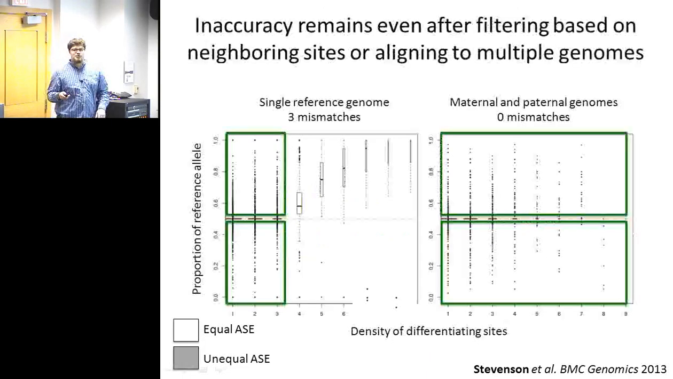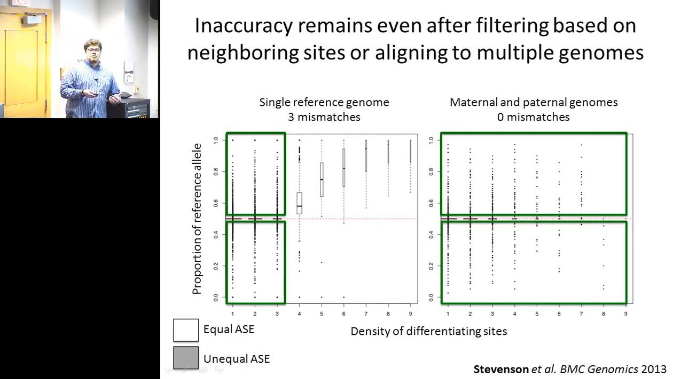Okay, so now I actually want to draw your attention to the issue that Ryan was mentioning. So even in our best case scenario, aligning to a single reference genome, allowing 3 mismatches, so in these cases we've allowed an appropriate number of mismatches based on the density, this actually doesn't affect the strategy of aligning to both maternal and paternal genomes, but we still see differentiating sites that show inaccuracy in their recovered measures of allele-specific expression.